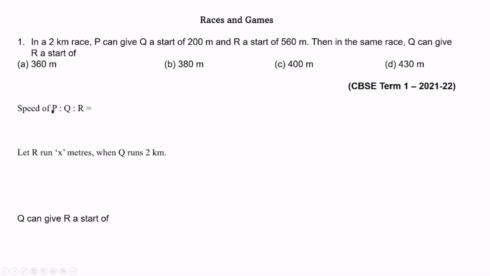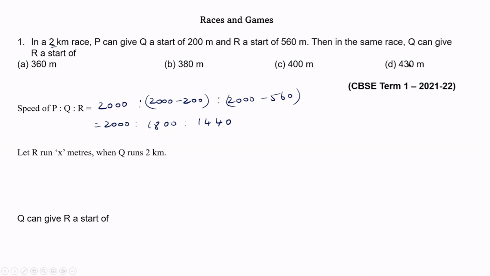So first let us find the ratio of their speeds. In the same time, when P runs this 2000 meter, 2 kilometer is nothing but 2000 meter, then Q will run 2000 minus 200 because P can give Q a start of 200 meter. So it is 2000 is to 2000 minus 200 is to 2000 minus 560, or this is equal to 2000 is to 1800 is to 1440. So let us take, let R run x meters when Q runs 2 kilometers.